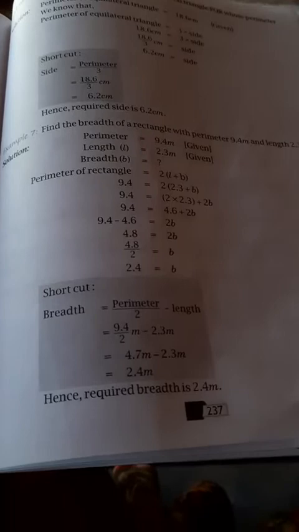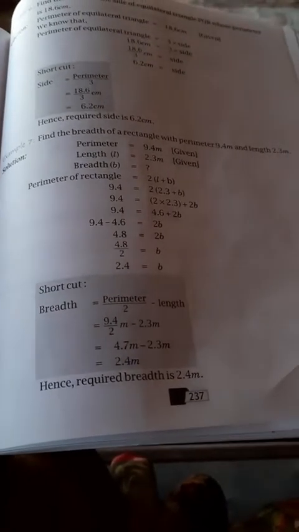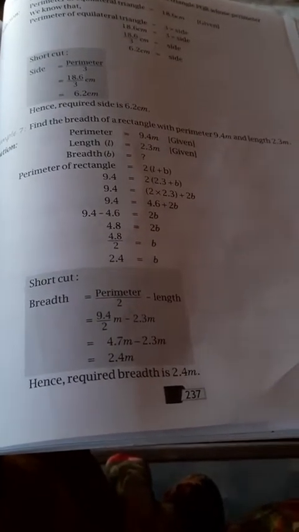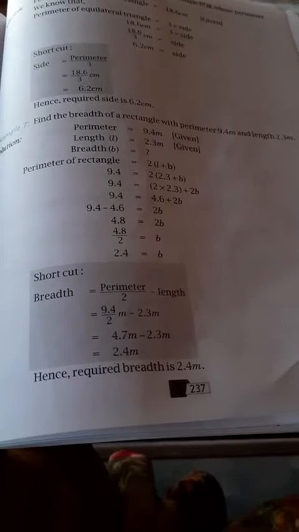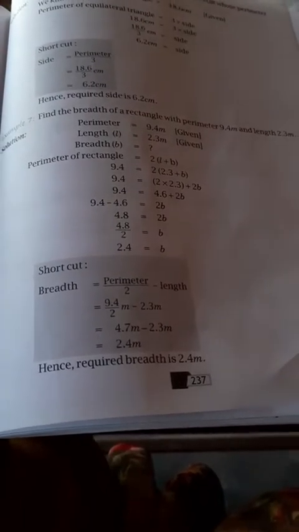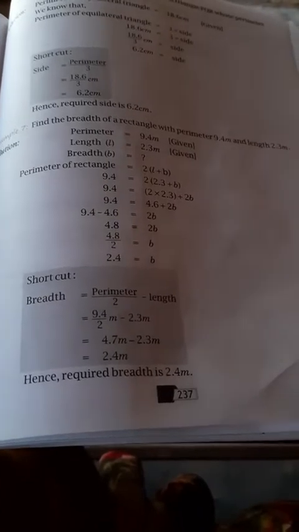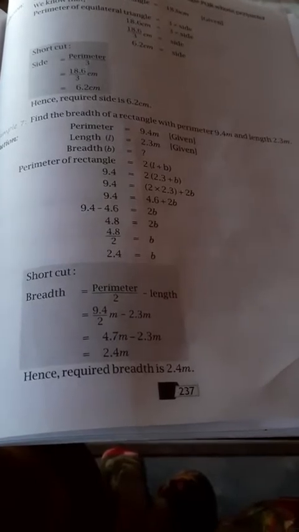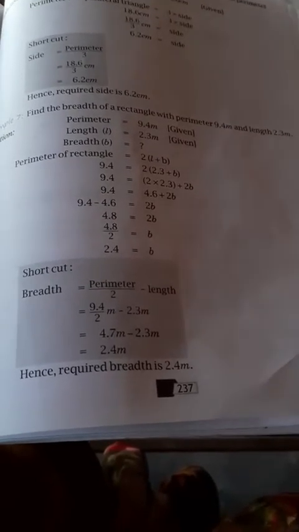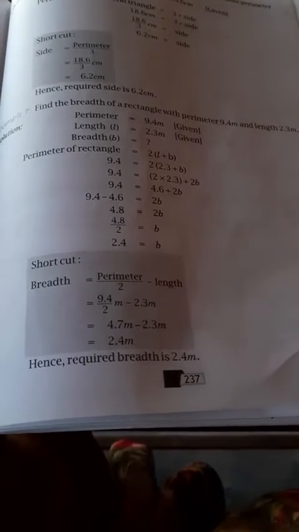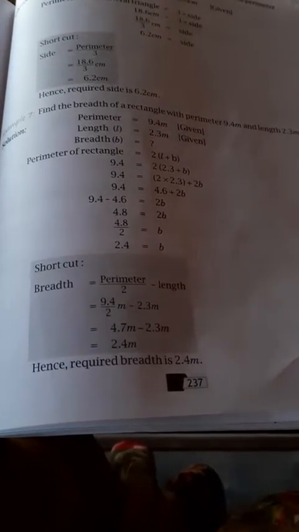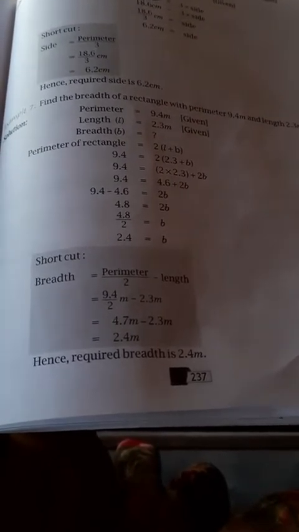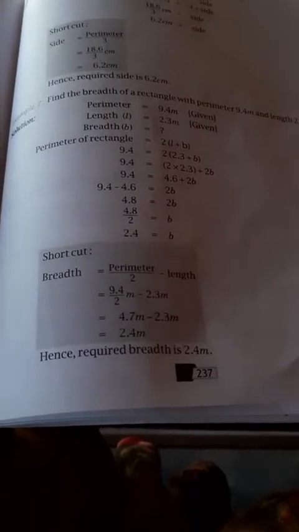Then example 7: find the breadth of a rectangle with perimeter 9.4 meter and length 2.3 meter. We have given perimeter is 9.4 meter, length L is 2.3 meter, and breadth B is to be found. Perimeter of a rectangle is equal to 2 into (length plus breadth). That is 9.4 is equal to 2 into (2.3 plus breadth), that is 2 into 2.3 plus 2b.